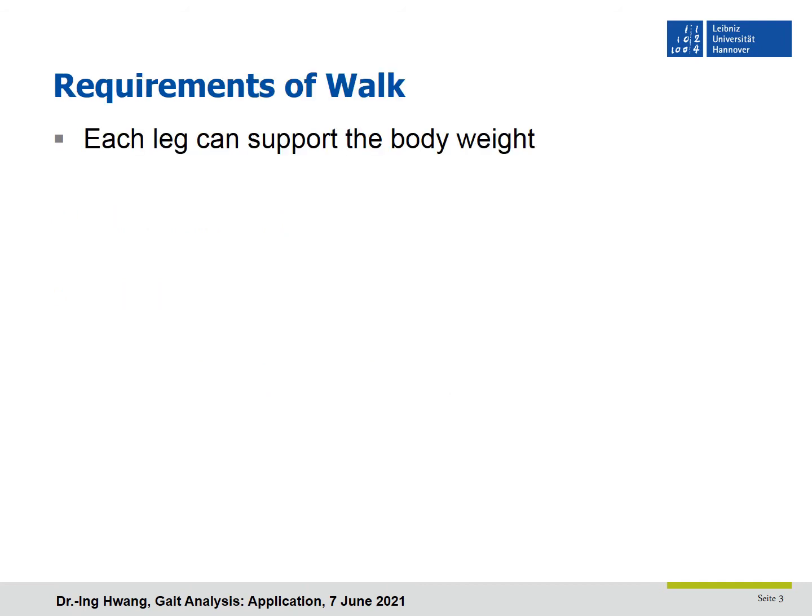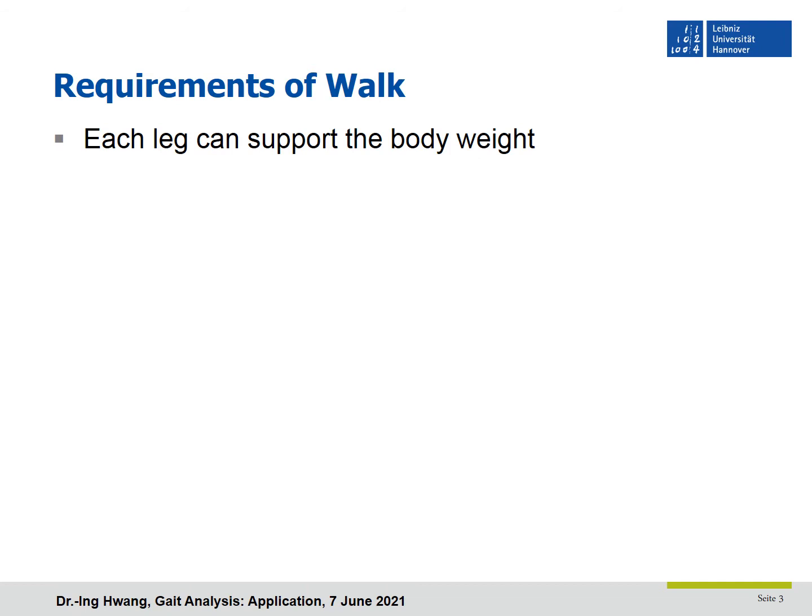Now we will talk about healthy and pathological gait. Before talking about what is a pathological gait, we need to check four requirements of walk. The first one is each leg is able to support the body weight.